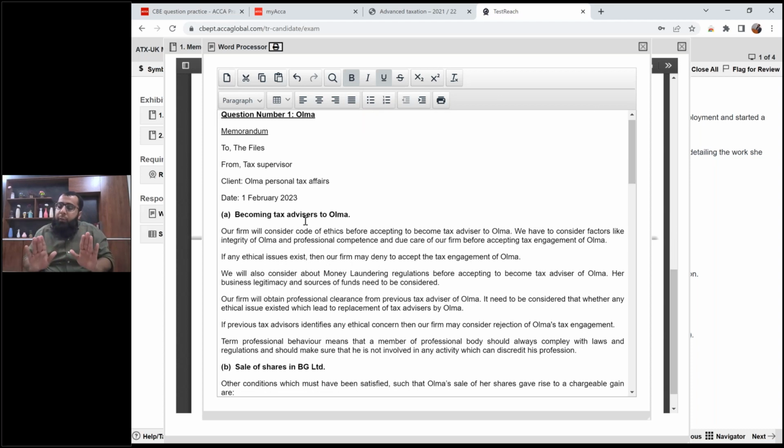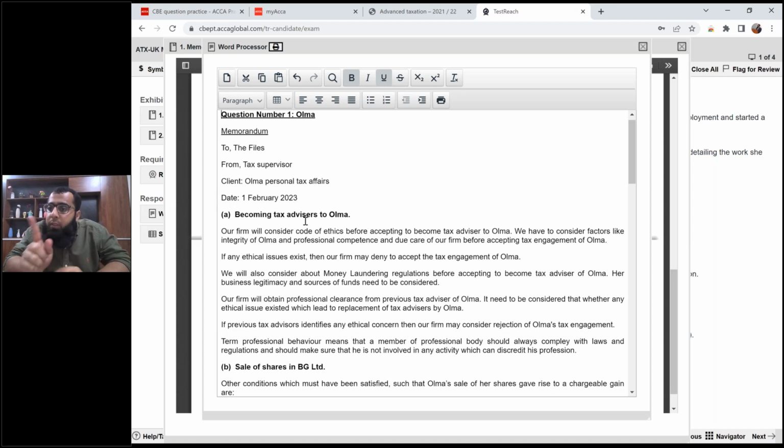I would say one thing for you. You cannot write it completely perfect in the exam. But what you need to understand is that it was very easy, that you can score 70 to 80% marks in this question. Okay? 70 to 80% marks were scoreable.